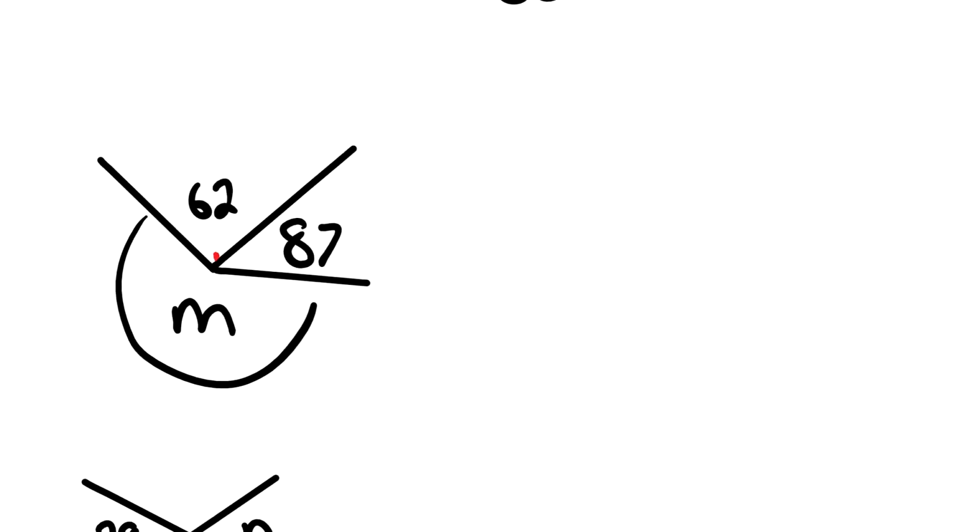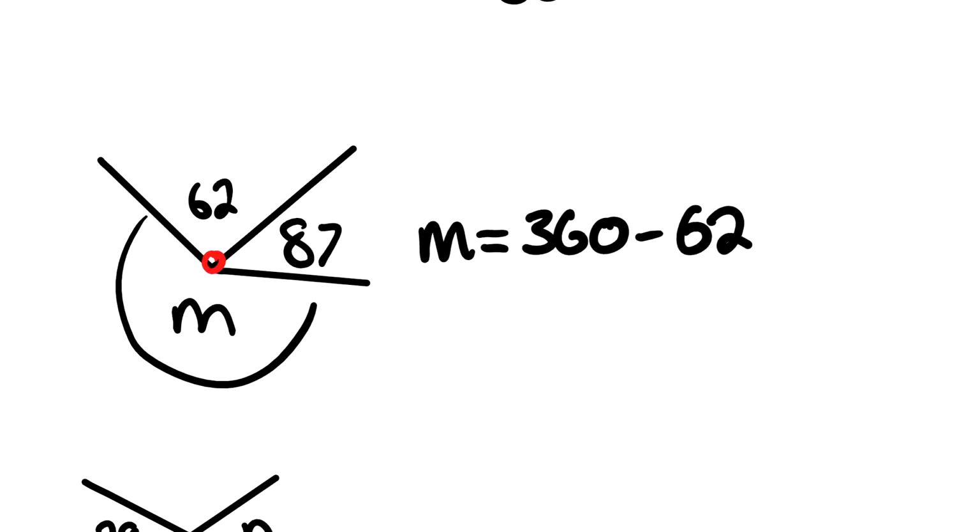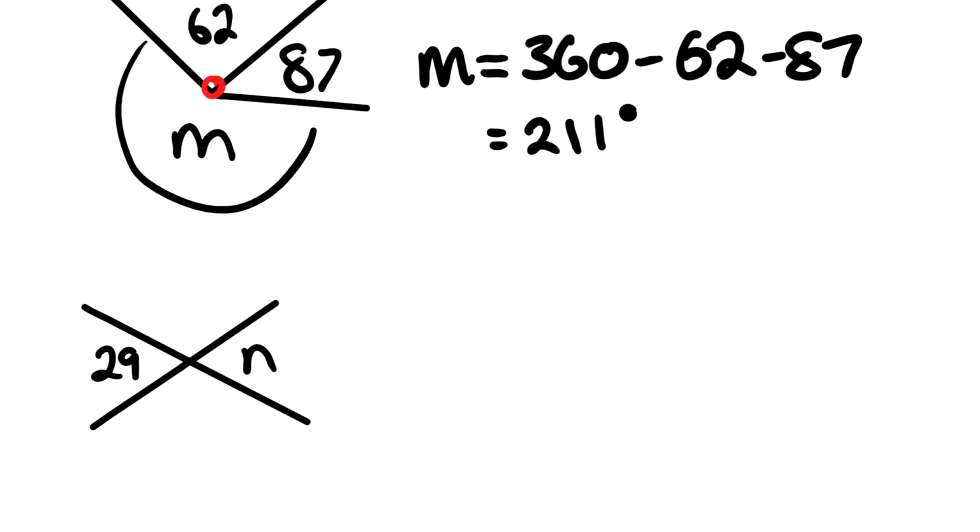Again, angle at a point. I know these are all going to add up to 360, but I'm going to use the trick here. Remember the trick is that all the known angles should be subtracted from 360. So M should equal 360, take away all those other angles. So 62 and 87. And we get 211 degrees. So M is 211 degrees.